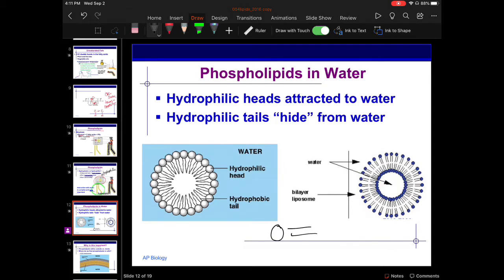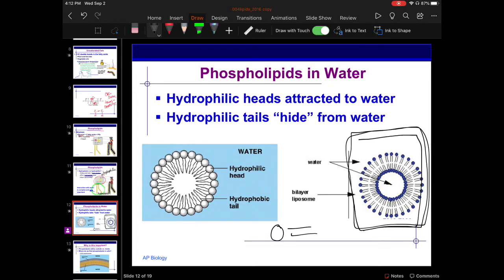If you were to just drop some of this in water, they would automatically form this little sac. And all of the heads would face the outside, face the water, and all of the hydrophobic tails would face the inside because remember, they are repelled by water. They don't want to touch water. They're hydrophobic, so they would orient themselves to the inside so that they don't have to touch water. Okay. We also call this a liposome. Liposomes often carry waste to the outside.